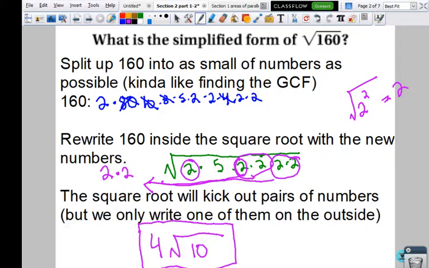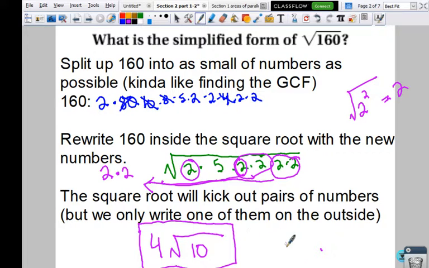For the stuff you do today, you will not get any decimals. It's not super difficult. And actually, after a while, you get pretty good at figuring out how they split up and what gets kicked out.